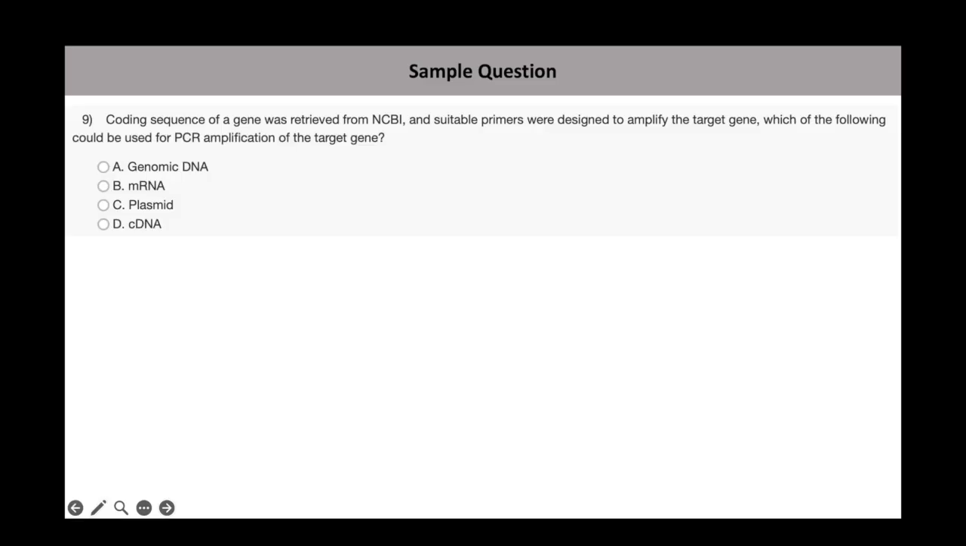So the ninth question is: the coding sequence of a gene was retrieved from NCBI and suitable primers were designed to amplify the target gene. Which of the following could be used for PCR amplification of the target gene? Options are genomic DNA, mRNA, plasmid, or cDNA. This also should be easy to solve.